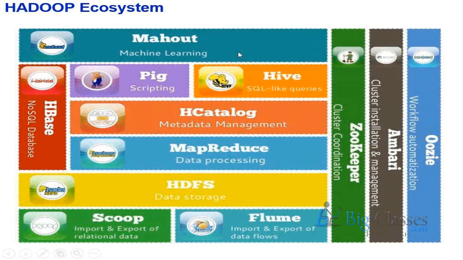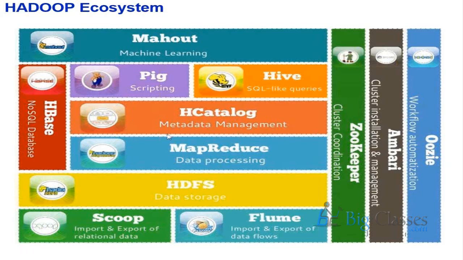But how do we get unstructured data into the Hadoop environment? There is a separate ecosystem component called Flume. By using Flume, we can interact with weblogs, social media sites, audio files and video files, get that data and store it into HDFS or any other environment. Scoop is for structured data and Flume is for unstructured data.